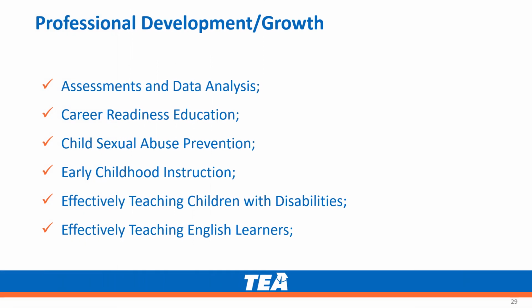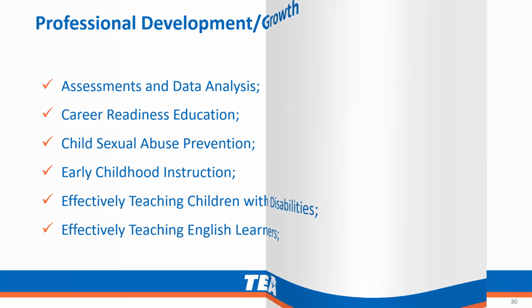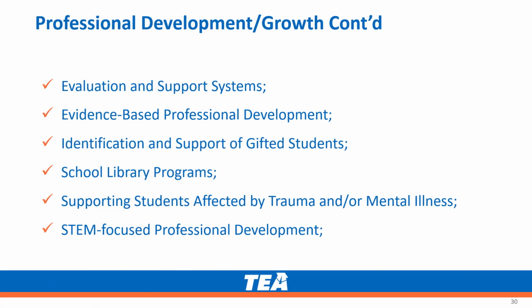Allowable activities in the area of professional development and educator growth include supplemental activities in the following categories: assessments and data analysis, career readiness education, child sexual abuse prevention, early childhood instruction, effectively teaching children with disabilities, effectively teaching English language learners, evaluation and support systems, evidence-based professional development, identification and support of gifted students, school library programs, supporting students affected by trauma and/or mental illness, STEM-focused professional development.